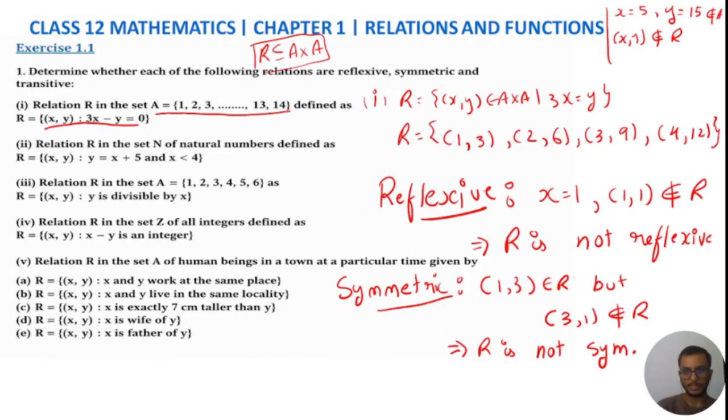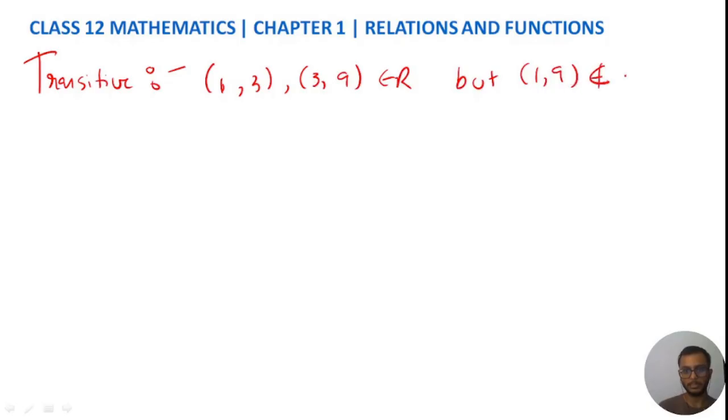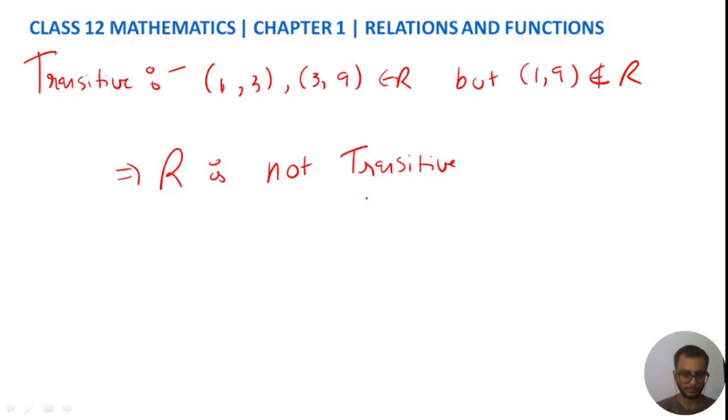Okay, so here I can see (1, 3) is in R and (3, 9) is in R, but you are not able to see (1, 9) in R, right? So what I am trying to say is, (1, 3) and (3, 9) are in R, but (1, 9) is not in R. This implies R is not transitive. Thus our R is neither reflexive, symmetric nor transitive.